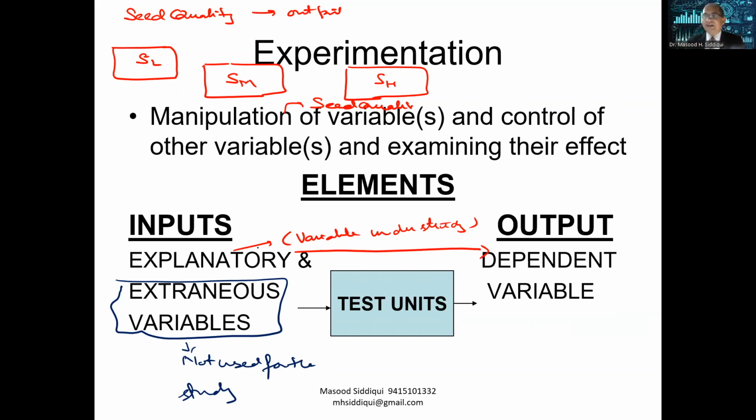Now, both the explanatory variable as well as the extraneous variable have an impact on the test unit. It can be human or non-human. And here we get the dependent variable. So this is known as an experiment. We are deliberately changing the explanatory variable, here seed quality, and we are making other variables, the extraneous variables, constant. So we are controlling the effect of other variables and we examine the effect. This is known as experimentation.